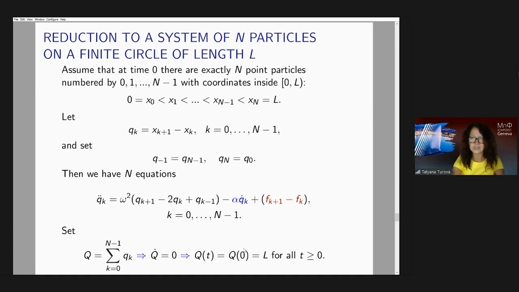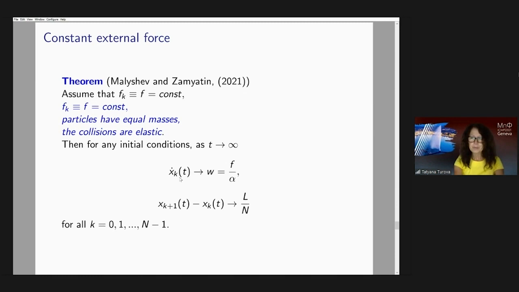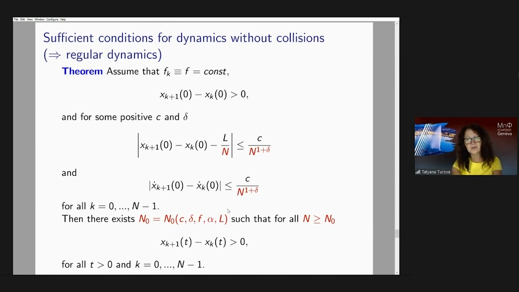So here is a statement for any initial conditions. The velocities converge to F divided by alpha, if F is an external constant force, and the particles become equally spaced. But for making this result, we really do not take care of the regularity. But to make regularity, we have to make a little condition.